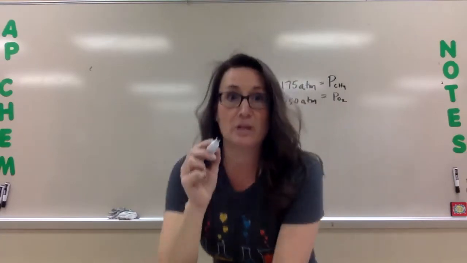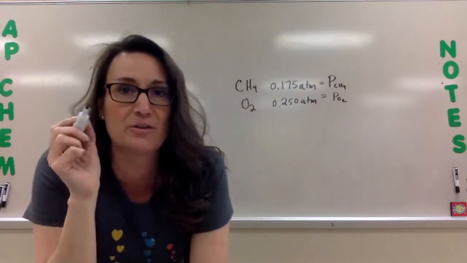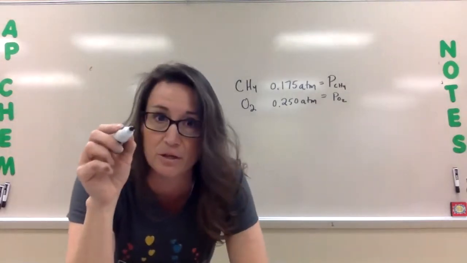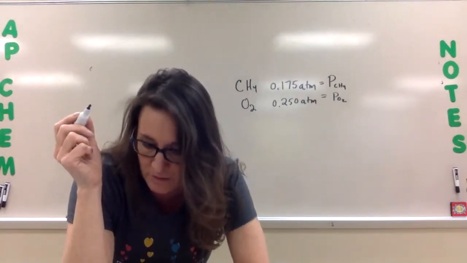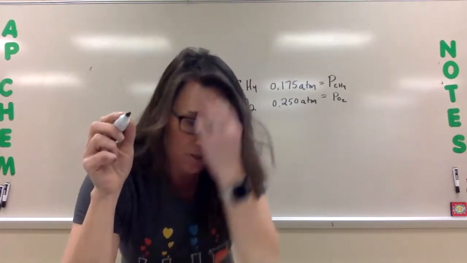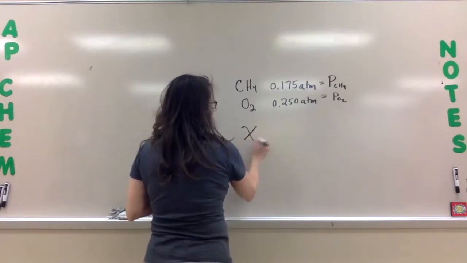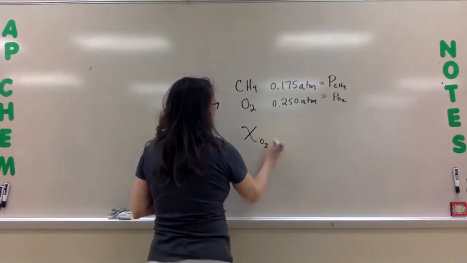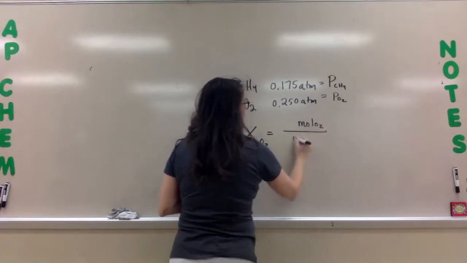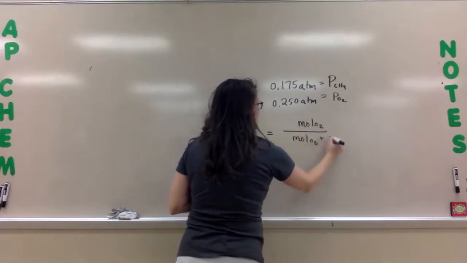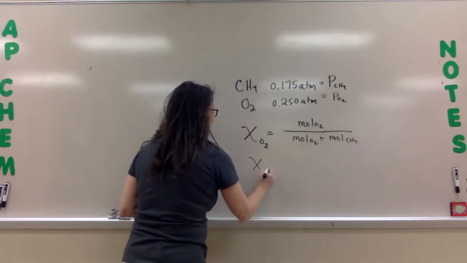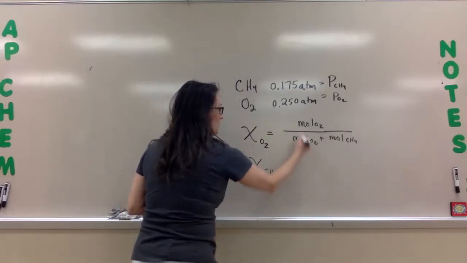Okay, this is going to be Dalton's law. Dalton's law, a lot of students see it and they're like, oh, it's so simple. And then they don't know how to do it. Okay, so don't get cocky with Dalton's law. It says, what's the mole fraction of each of the gases? Okay, so mole fraction is this. If I had a mole fraction of oxygen, it would be the moles of oxygen over the moles of oxygen plus the moles of methane. Okay, and if I had the moles of methane, it would be the same thing.